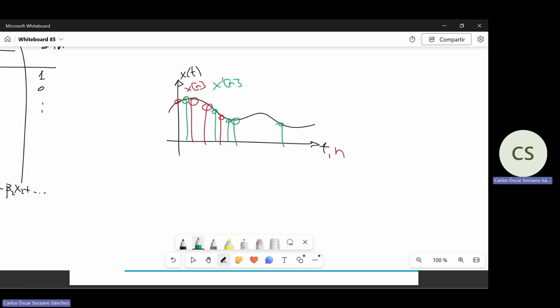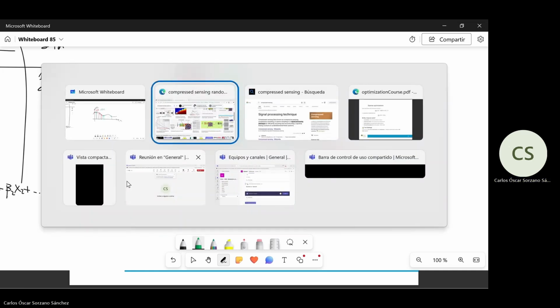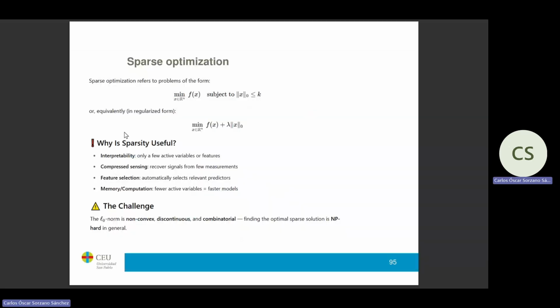So in compressed sensing, these kinds of sparsity constraints also appear. The function that you want to recover, x of t, has to be sparse in some space, and typically that space is the wavelet space or the Fourier transform space. Or feature selection, we have already said that. Feature selection is choosing which columns are relevant as predictors.